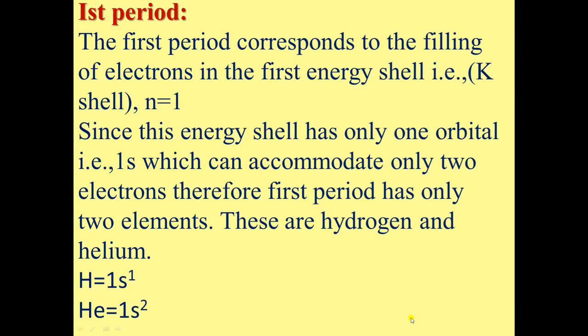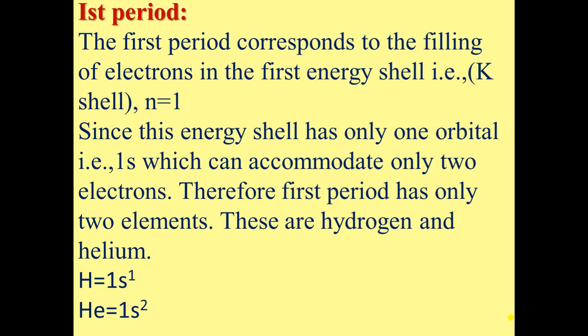Now we will talk about first period elements. The first period corresponds to the filling of electrons in the first energy shell, that is K, or we can say n is equal to 1. Since this energy shell has only one orbital, 1s, which can accommodate only 2 electrons, you know very well that in an s orbital only 2 electrons can be filled. Therefore, the first period has only 2 elements, hydrogen and helium. The electronic configuration of hydrogen is 1s1 and helium is 1s2.